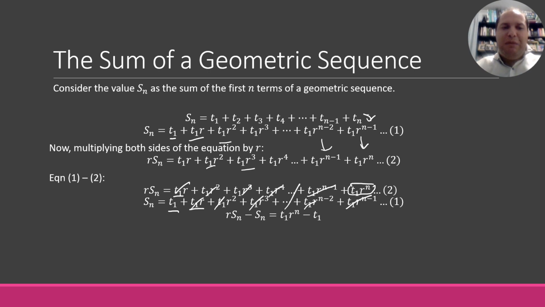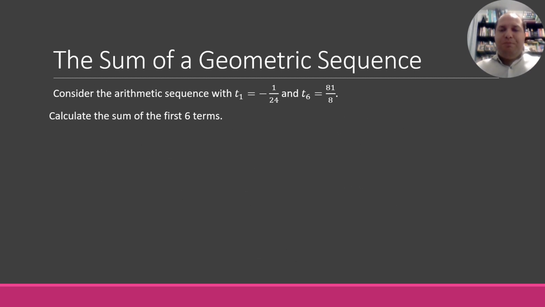On my left-hand side, when I subtract those equations, I'll get r Sn minus Sn, and then T1r to the n minus T1. Rearranging that, I can factorize both those terms. Factorize both sides, and then rearranging for Sn by dividing by r minus 1, there's my formula for the sum of the first n terms of a geometric sequence: term 1 multiplied by r to the n minus 1, divided by r minus 1.